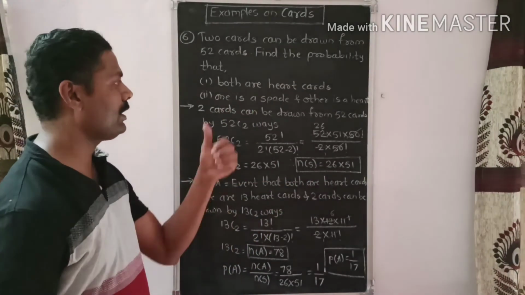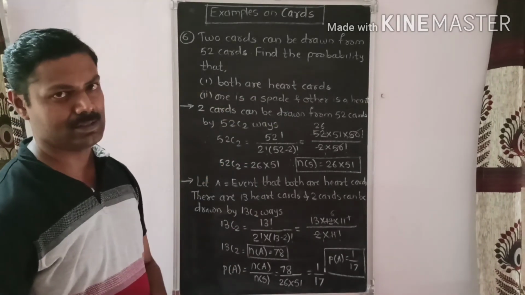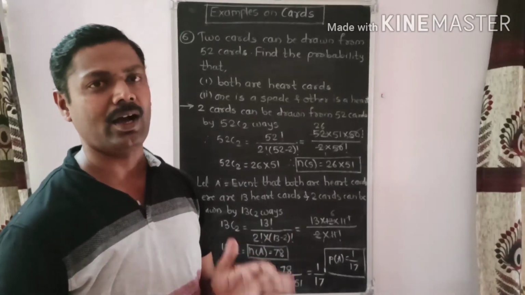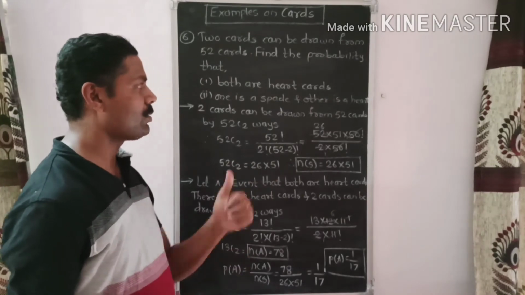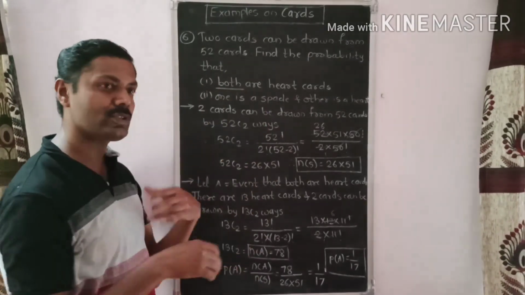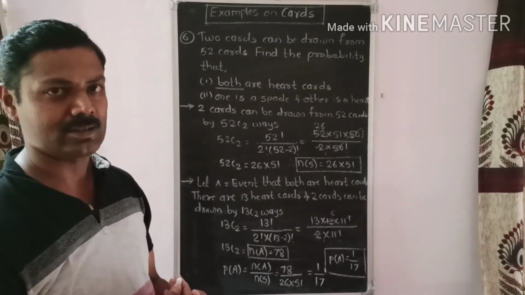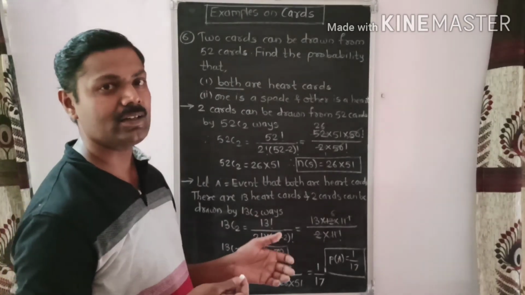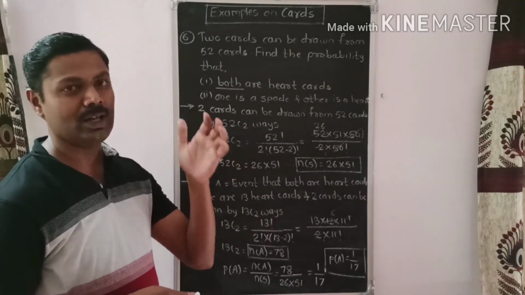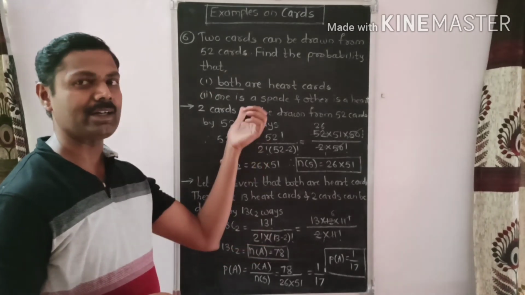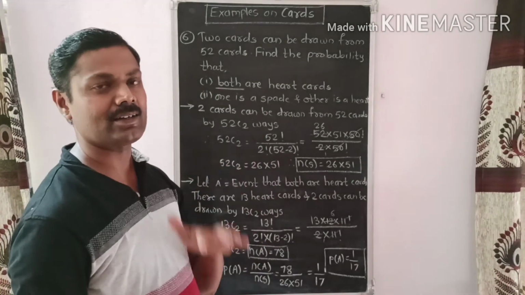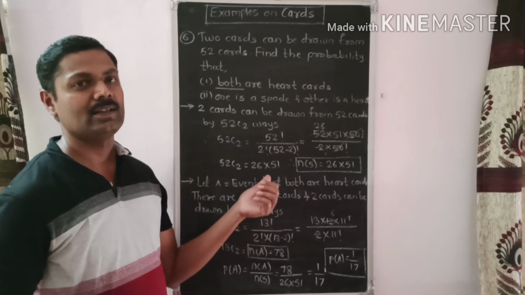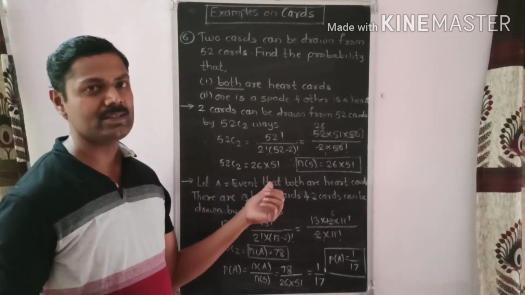Now take the first event. Both are heart cards. Same way, we have to find the value of n and value of r. Both are heart cards. Both means you have to draw 2 cards, out of which those 2 cards are heart cards. There is no bifurcation. Both cards are heart cards. It means that here we have to find the total heart cards, and we have the value of r, it is 2. So there are 13 heart cards, out of which we have to draw only 2 cards. It means that n is 13 here and r is 2 here.